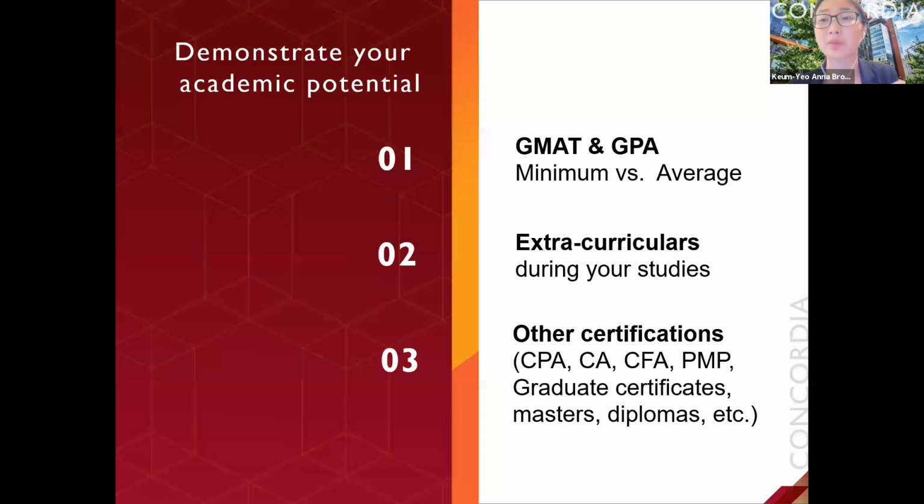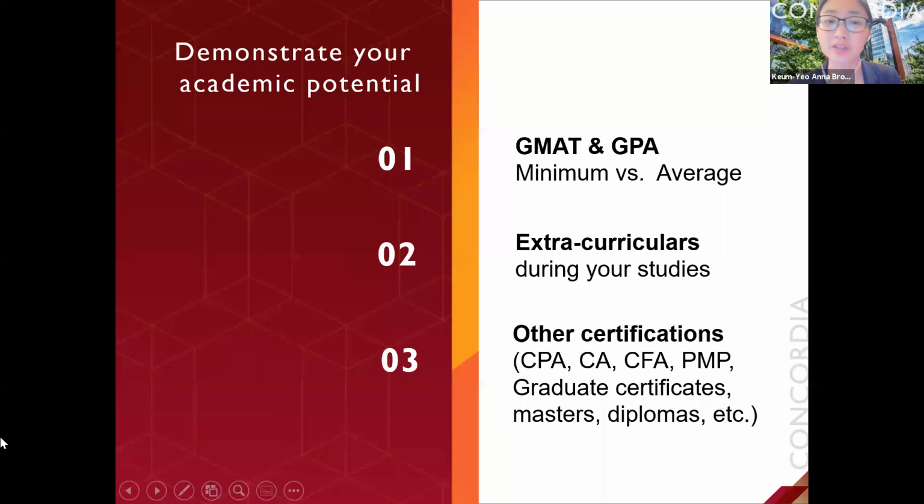GMAT score. So make sure of the minimum versus the average. Make sure to also highlight if you did any extracurriculars during your studies, because that's something that we take into consideration. And also highlight if you have any other types of certifications. Maybe you are CPA or CA. Maybe you've done a few levels of the CFA or the entire CFA charter, a PMP. If you've done additional graduate certificates or diplomas, this is also added value to the application.